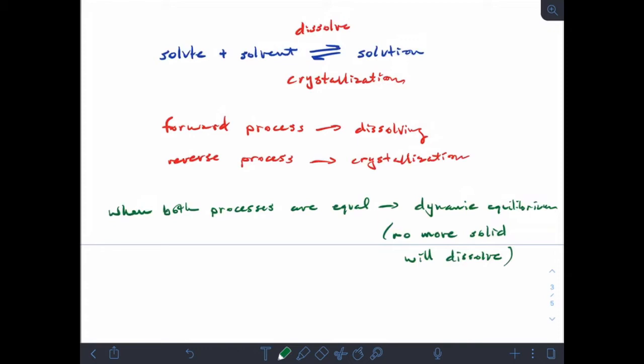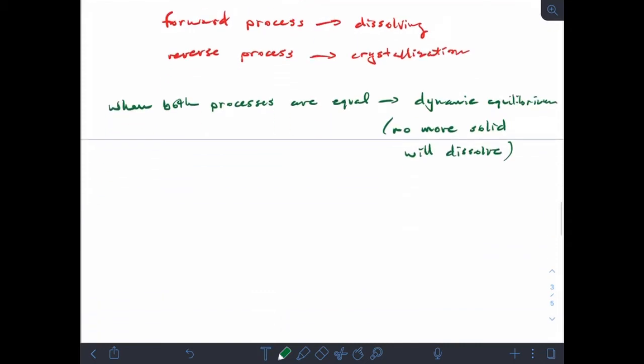So forward processes and reverse processes are equal, so no more is going to come apart. So we're in this sort of building process.